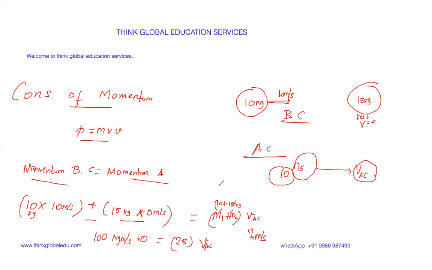So this is how we can determine the velocity of the objects after collision using the law of conservation of momentum.